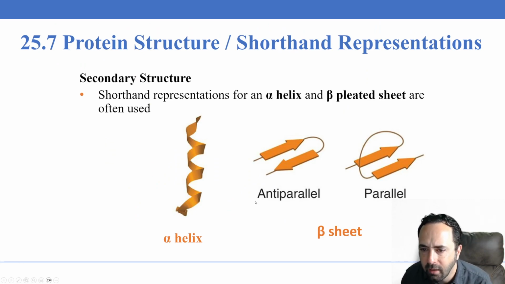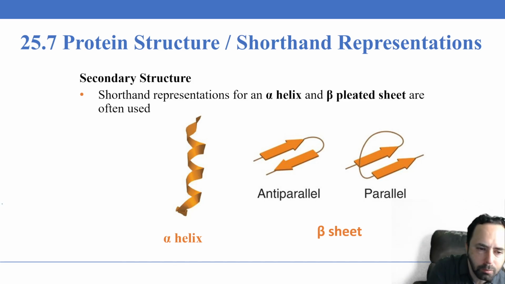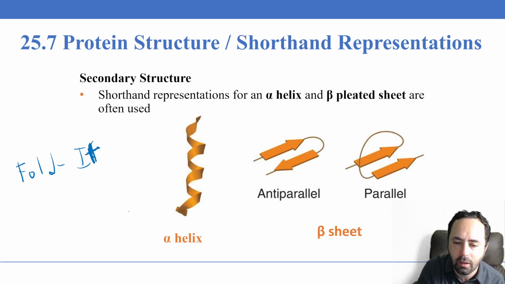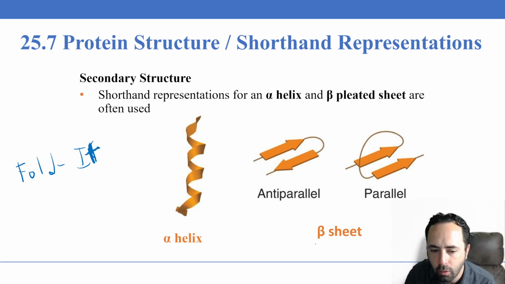There is shorthand that is used to represent these. If you've ever seen protein diagrams, a great game you can play about protein folding is called Fold It. You can Google search that.